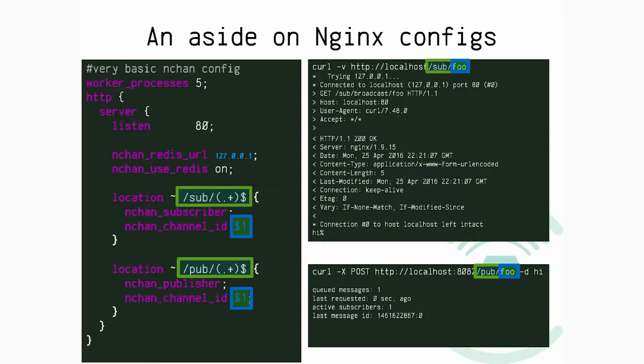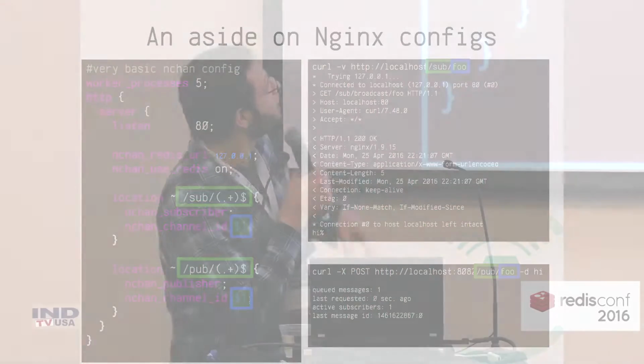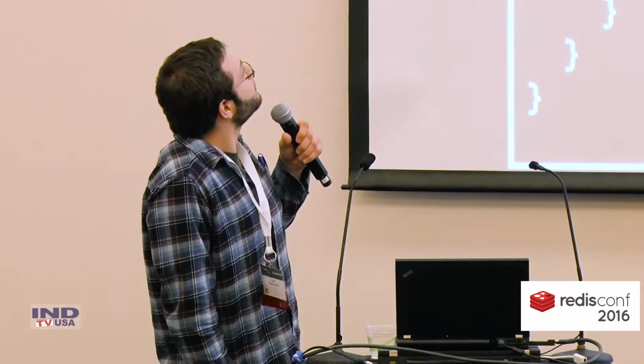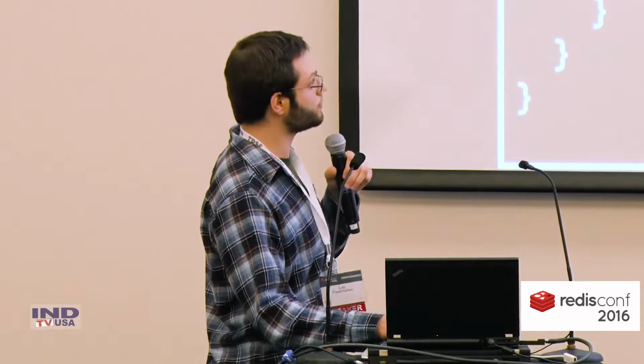Okay, so before I get to the Redis stuff, I want to cover just the very basics of how Nginx is configured and how you configure Nchan inside. So over here I have a pretty basic simple config. There are 2 locations that are matched for incoming requests, one for a subscriber and one for the publisher endpoints.